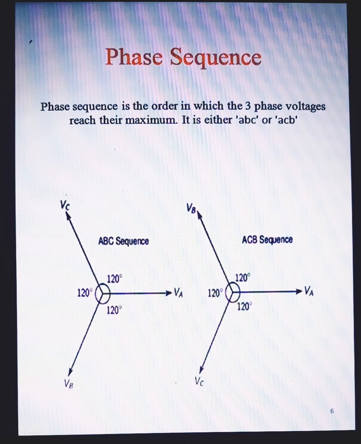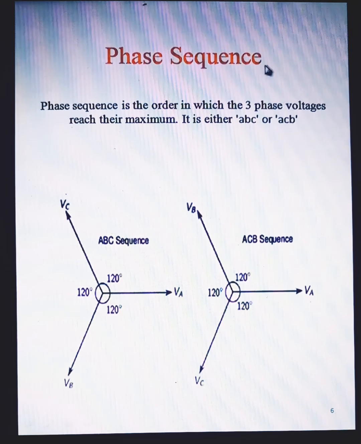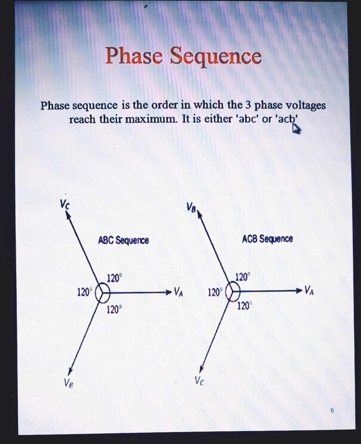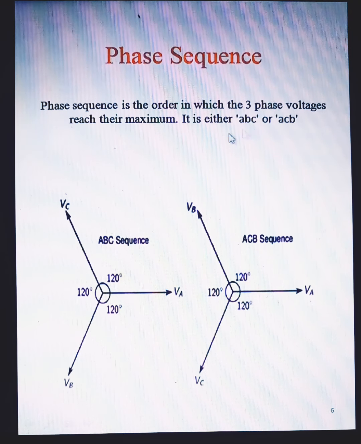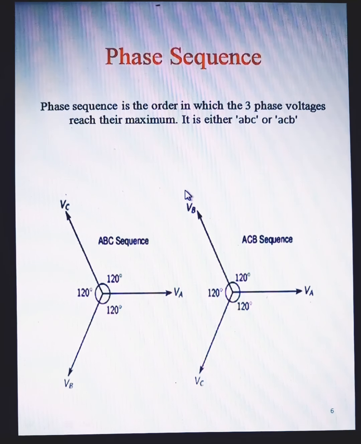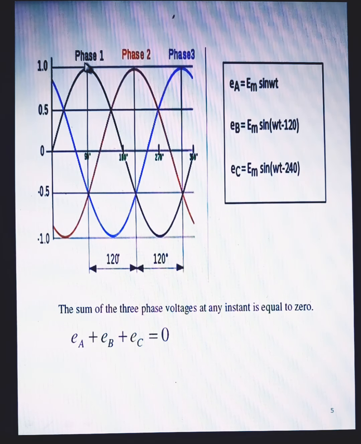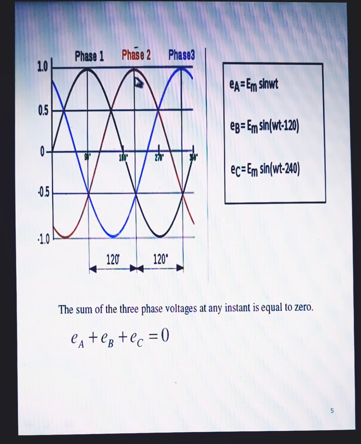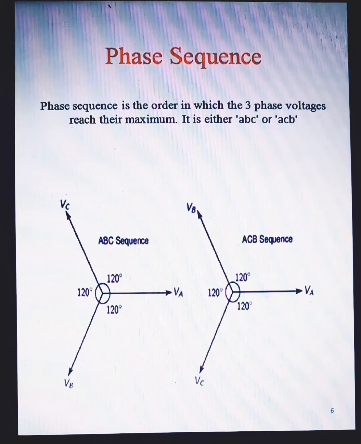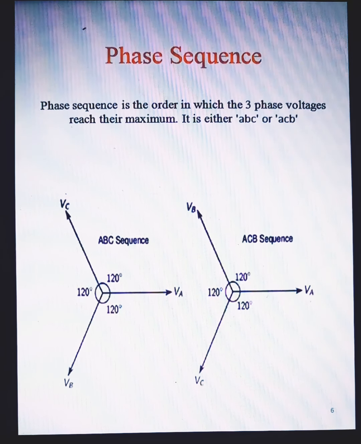Next is phase sequence. Phase sequence is the order in which the three phase voltages reach their maximum. It is either ABC or ACB. That means ABC phase sequence means you can observe it in the waveform. The phase A waveform reaches the peak first, then phase B reaches the peak, next is phase C reaches the peak. That is the order in which the maximum value of phase voltage is appearing.